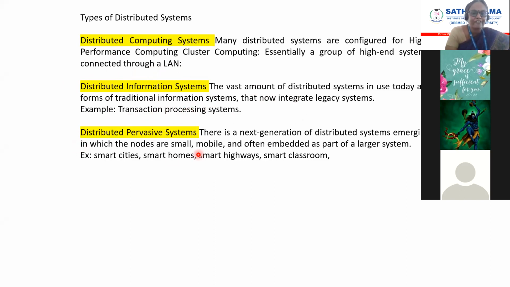Then distributed pervasive system, which I told you is our new generation. In the next generation, we don't always focus only on computing. Now mobiles also come into the picture, so various OS will also be adapted to mobiles. Smart cities, smart homes, smart highways, smart classrooms are the pervasive systems.